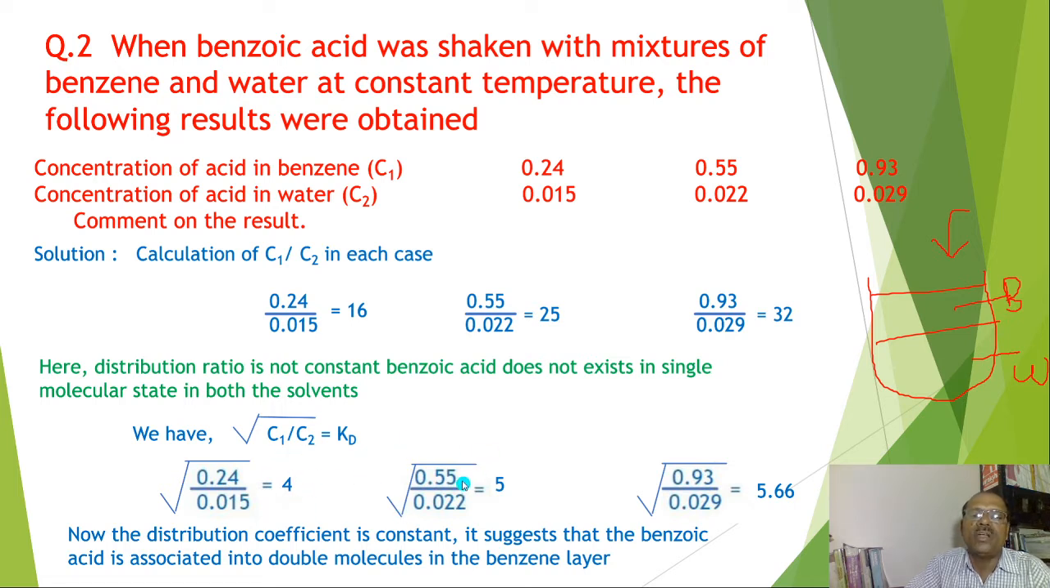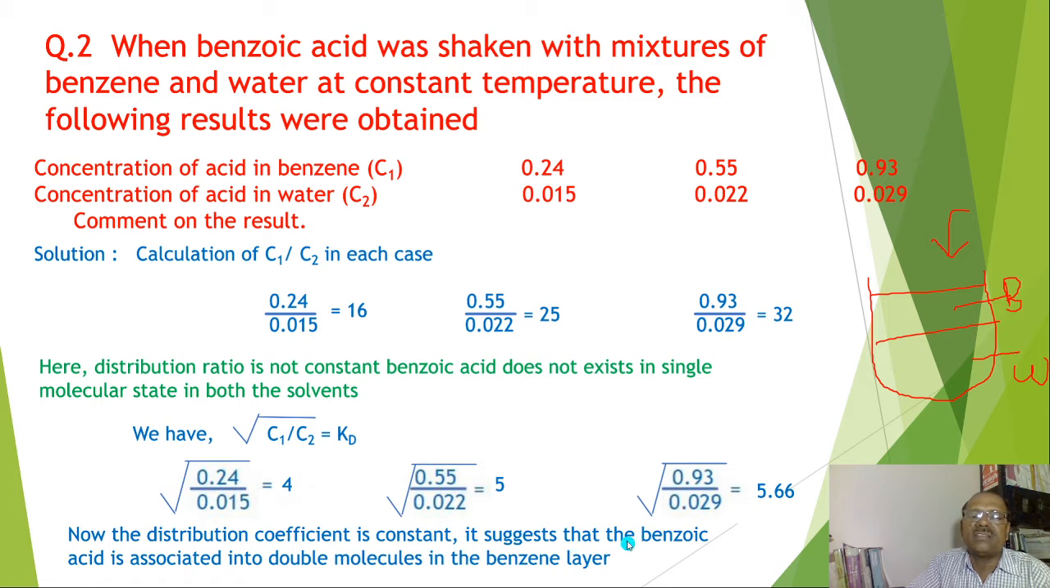Root of 0.55 upon 0.22, by putting the values of C1 and C2 for the next pair, the value is 5. And for the last pair, by keeping these values under root, the value of K is 5.66. Means these values of K are approximately or almost constant. And hence, now the distribution coefficient is constant.